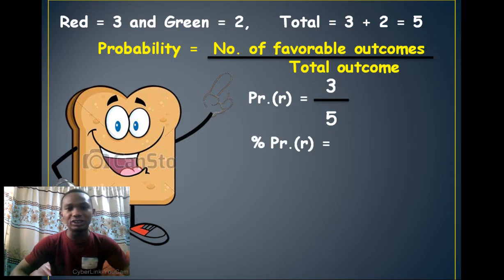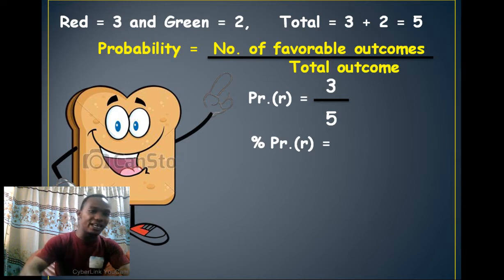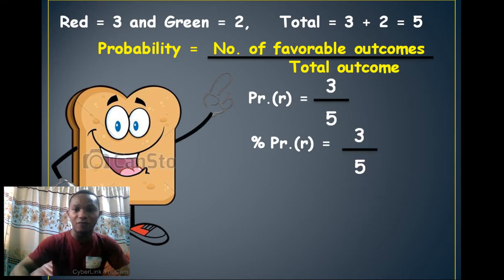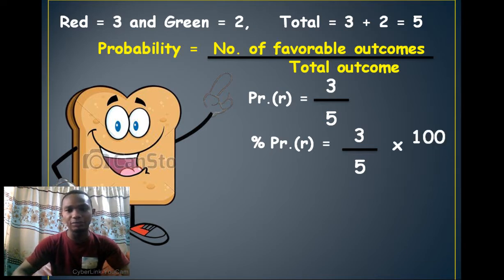Now the next one is, let's find the percentage probability of picking a red ball. We already know that the probability of red is 3/5. Then we want to change this 3/5 to a percentage. What do we do? I'll multiply by 100. Then we have times what? 100. Then 5 into 100 will actually give you 20, right?